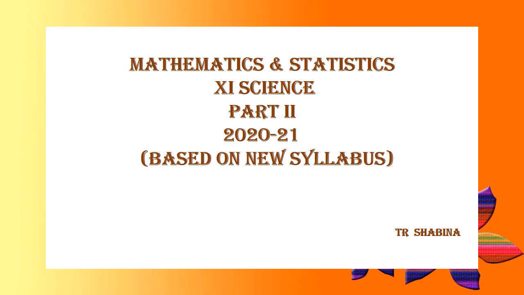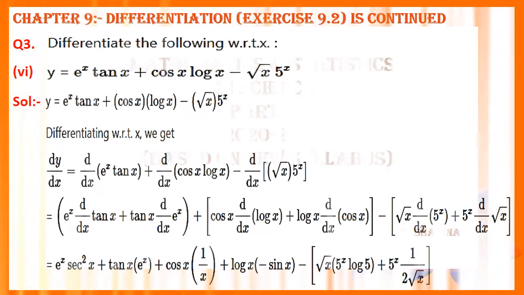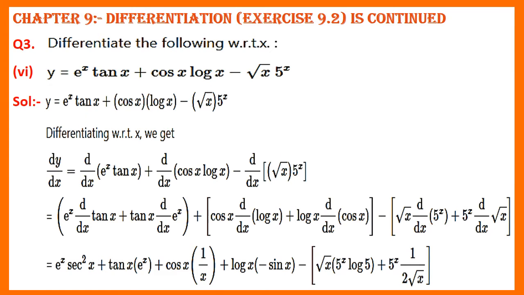Students, we are continuing with the sums of exercise 9.2 of the lesson differentiation. Question number 3, sixth one. Differentiate the following: y is equal to e raised to x into tan x plus cos x into log x minus root of x into 5 raised to x. Here we differentiate each term separately, and each term is the product of two functions.